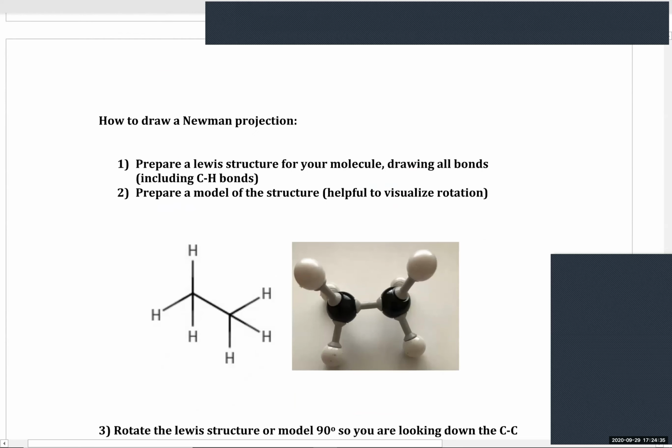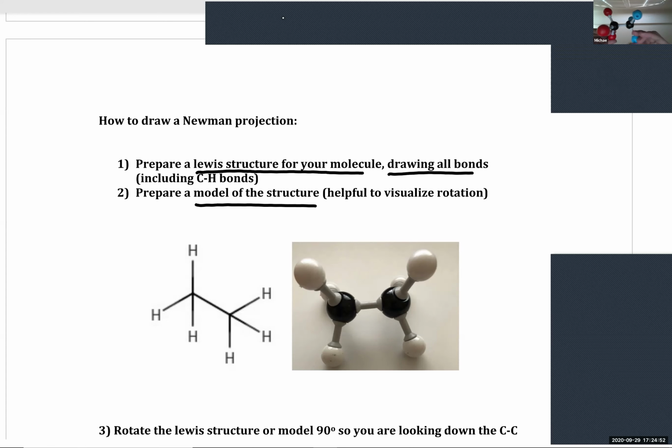Okay, so let's talk about how to draw a Newman projection. Let's talk about the step-by-step. So first, you prepare a Lewis structure for your molecule, drawing all of the bonds. And then you prepare a model of your structure. So we already did that. We have our nice little model here.